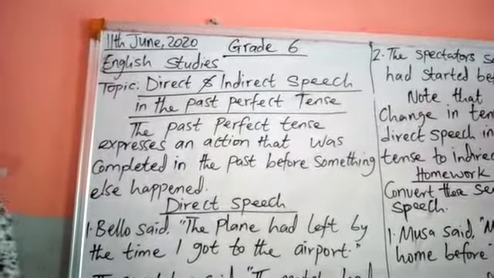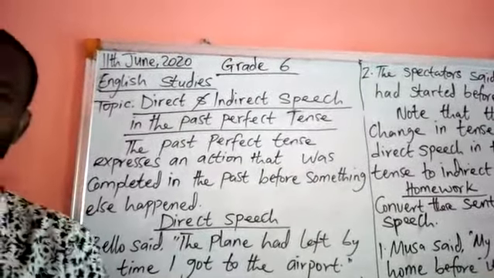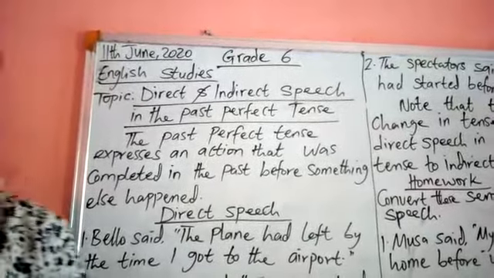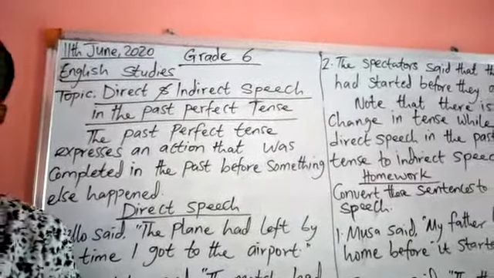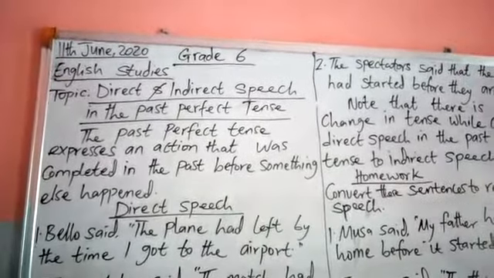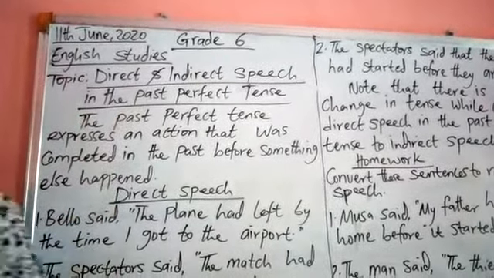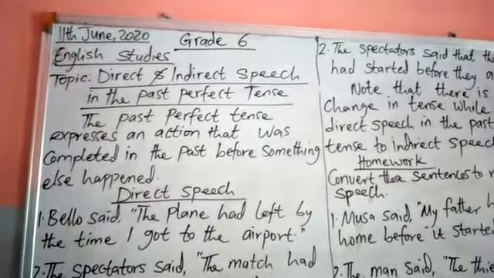Today is 11th June 2020. The subject we have is English Studies, that is meant for those in grade 6. The topic we have is direct and indirect speech in the past perfect tense.